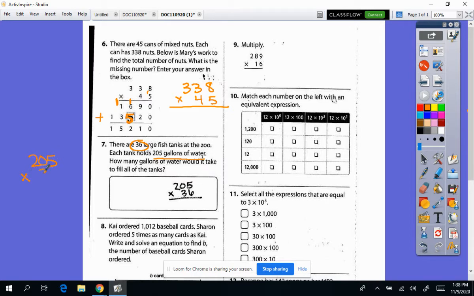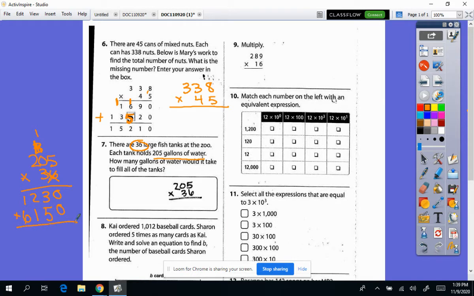205 times 36, I can just multiply those. 6 times 5 is 30. 6 times 0 is 0, plus 3 is 3. 6 times 2 is 12. Move from the ones place to the tens place to drop a 0. 3 times 5 is 15. 3 times 0 is 0, plus 1 is 1. 3 times 2 is 6.